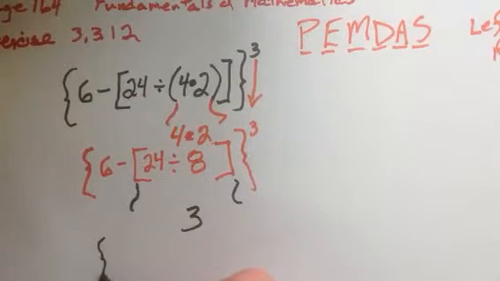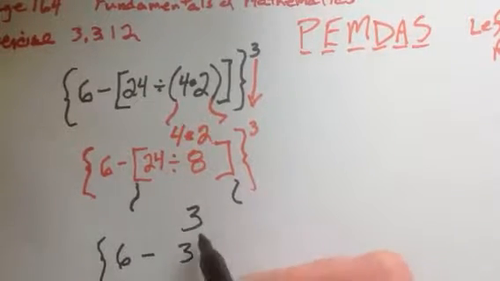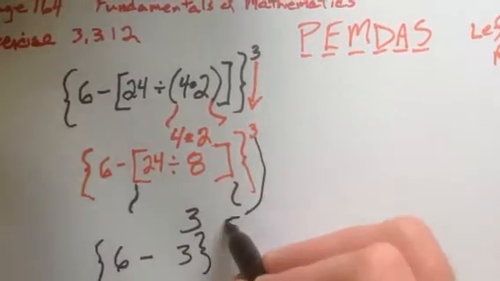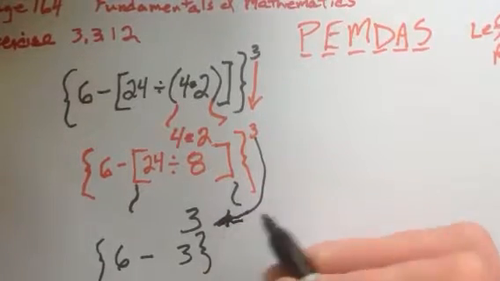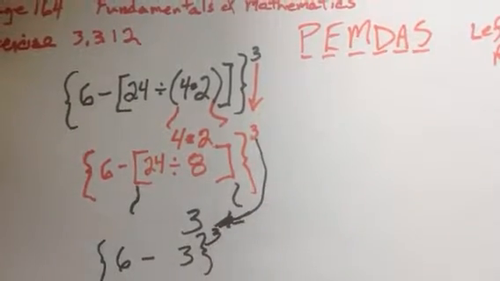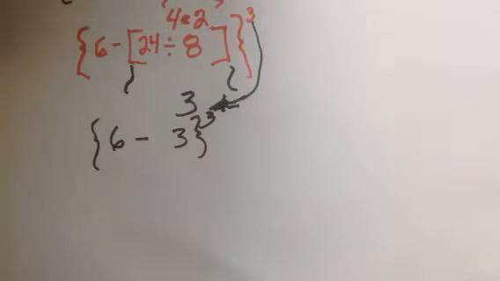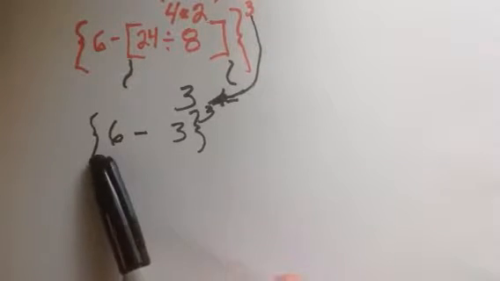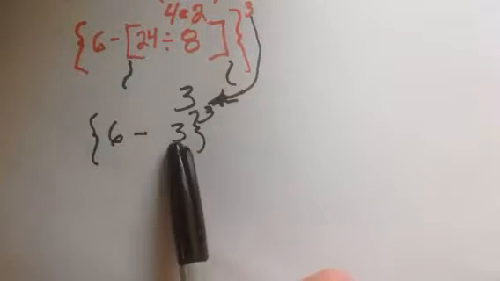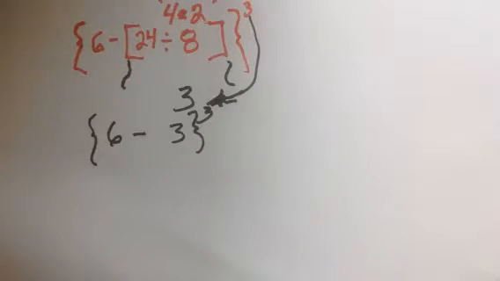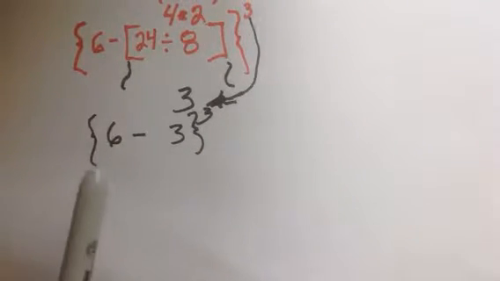Now, one more time, I'm going to go through the pain of writing this down. 6 minus 3, and the other square or squirrely bracket. The square brackets have gone. The squirrely brackets are still there. So again, remember to bring this 3 down. I do better with pencil than I do with marker, but the marker shows up much better. So now we have an equation that is open squirrely bracket, 6 minus 3, closed squirrely bracket, raised to the 3rd power. So what we do again is we work from the inside out.